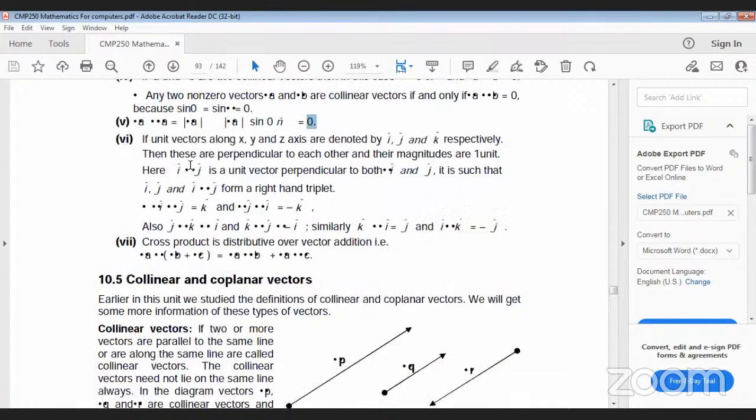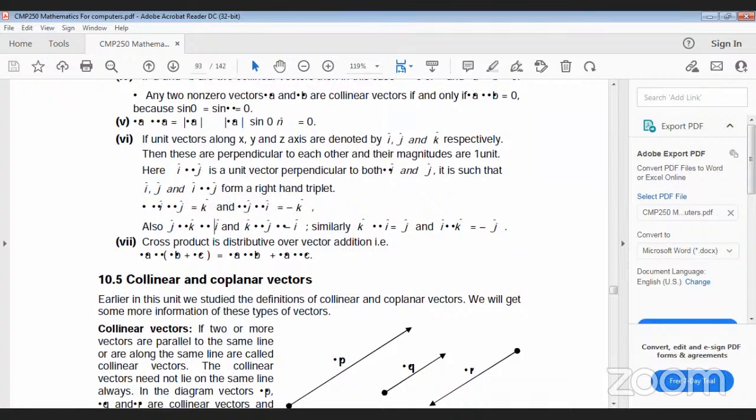Now here you can see I cross J gives me K. J cross I will give me minus K. Now J cross K will give me I. See, it is in the sequence.